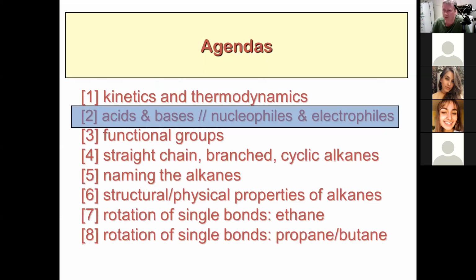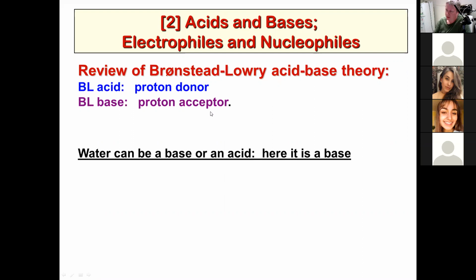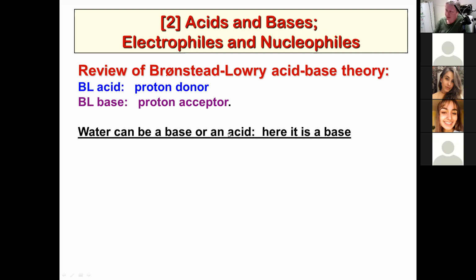Okay, so I want to just mention acids and bases, and then we'll get into it next time. Bronsted-Lowry acid-base theory. An acid is a proton donor. We donate a proton, H+. Bronsted base is a proton acceptor. So it's the conjugate base, usually. Water can be a base or an acid. We're going to show it be a base initially.